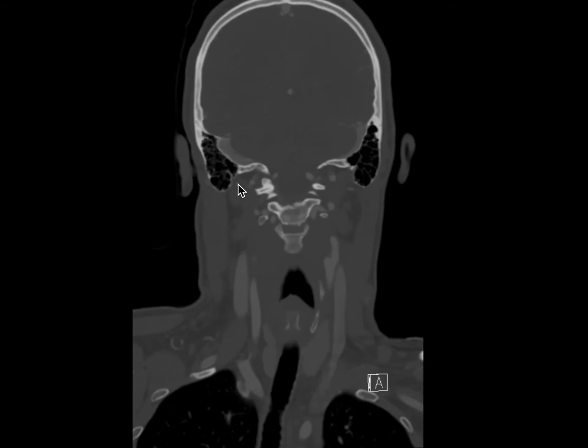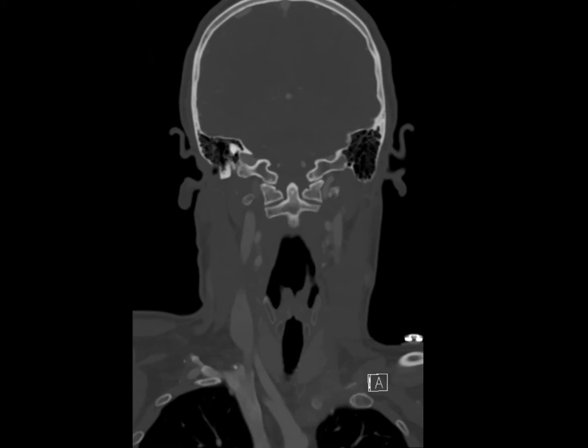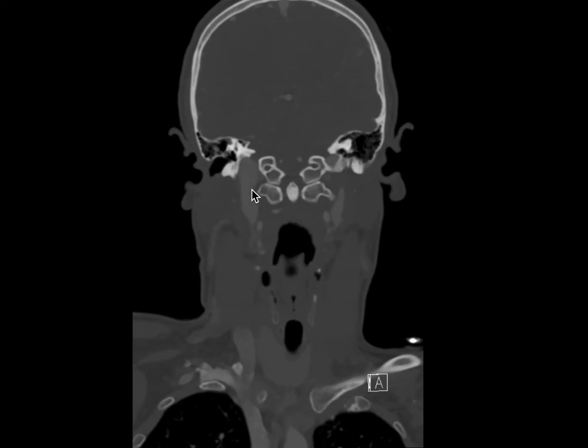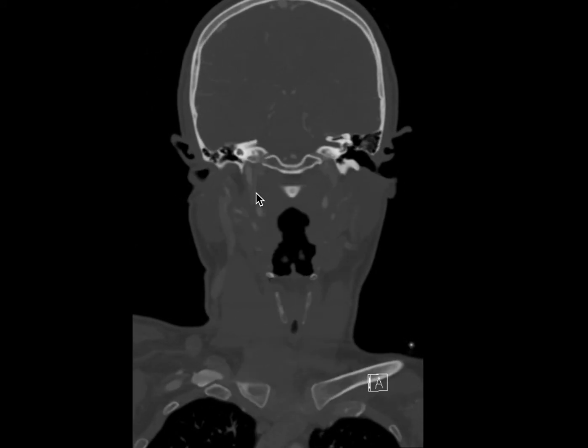Next we'll scroll anteriorly to take a look at the posterior auricular artery. Scrolling further anteriorly here, we're going to see it come off right here from this end portion of the external carotid artery, and then work its way back posteriorly like so.